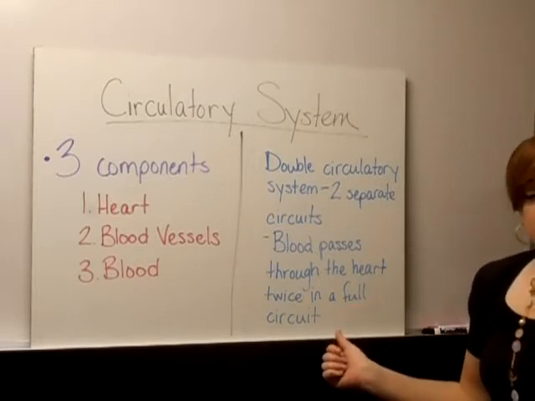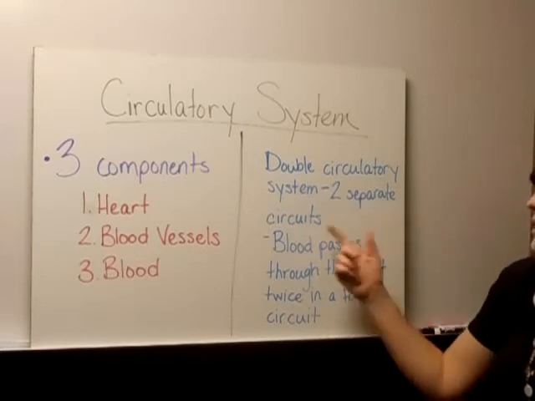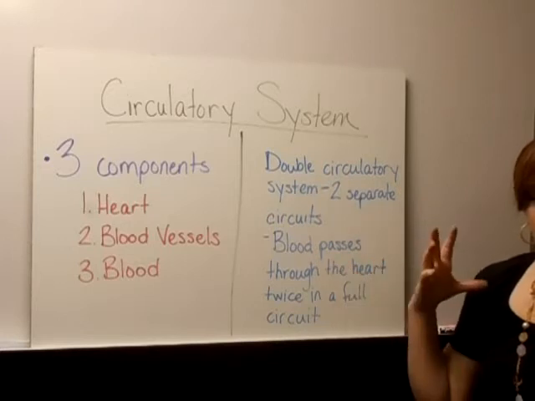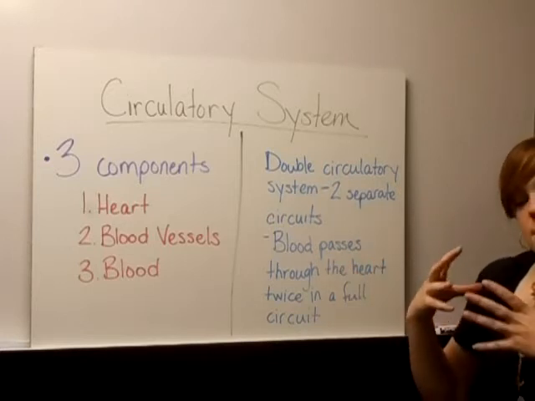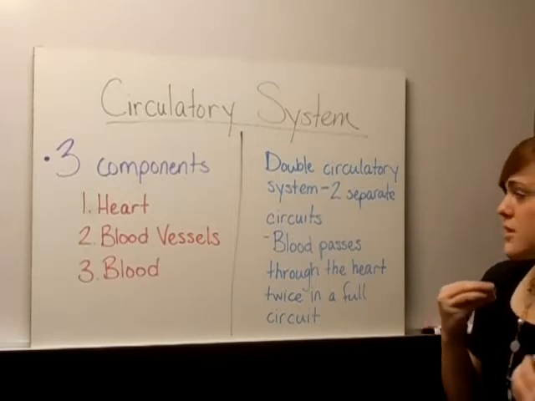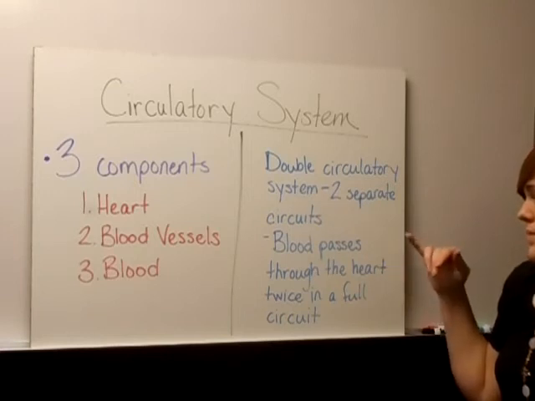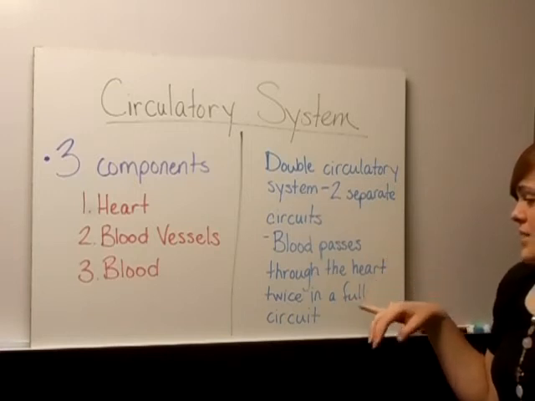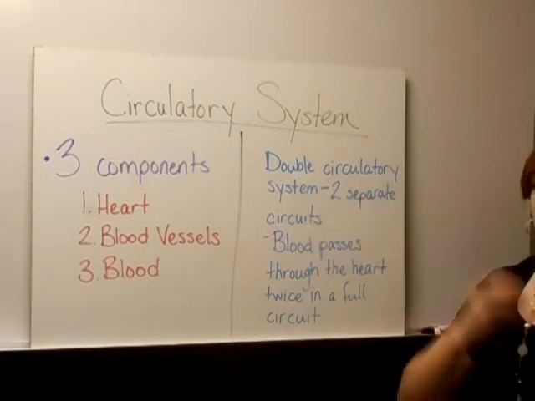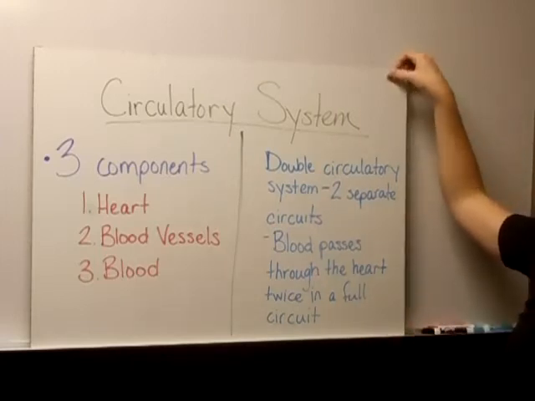You do not need to write this down, but the circulatory system is what is called a double circulatory system because there are two separate circuits. You have the one that is pushing oxygenated blood through your body and the one that's bringing it back to your heart. So you have two circuits in your circulatory system, and your blood will pass through the heart twice in a full circuit around your body. Okay? Make sure you have your components written down.